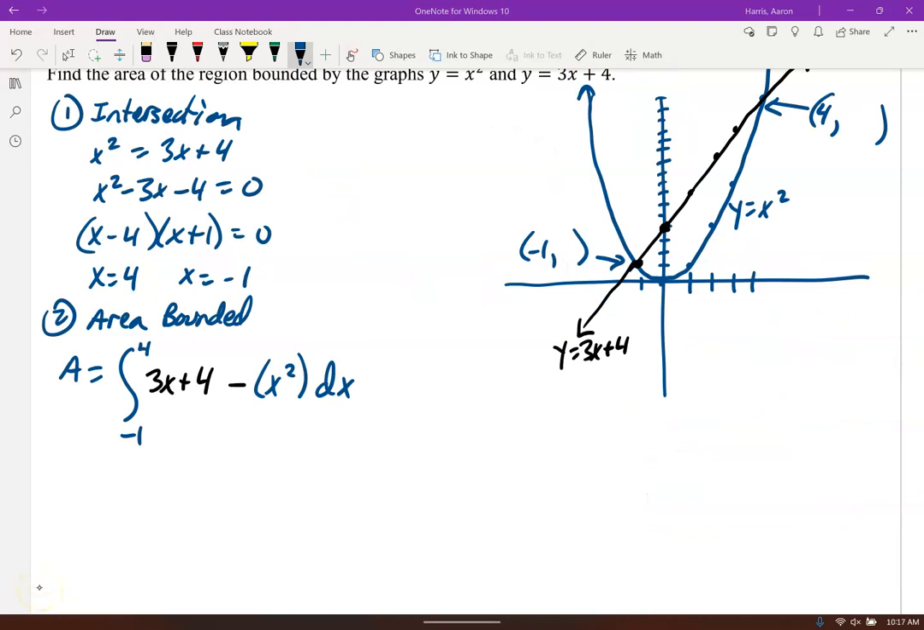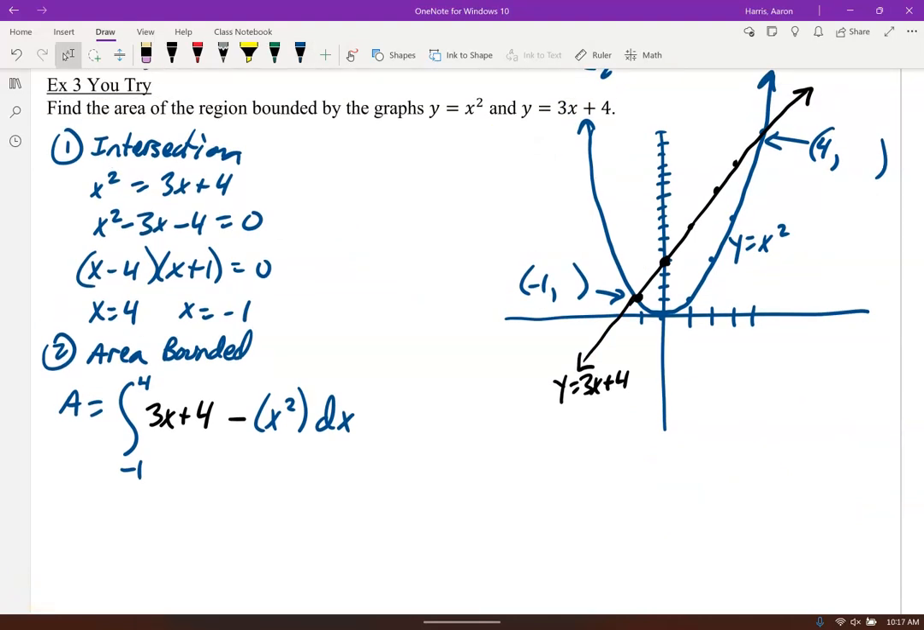So here's your setup. If you're checking yourself on this, you-try problem. Notice I graphed them, and we're doing the area bounded. So the area in red here. I had to find the intersection first. Where do they meet? They meet at -1 to an x value of 4, right? That's where they meet. So I've got to go from -1 to 4, my lower and upper bounds on my integral.